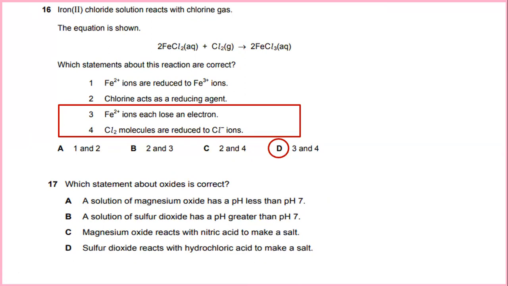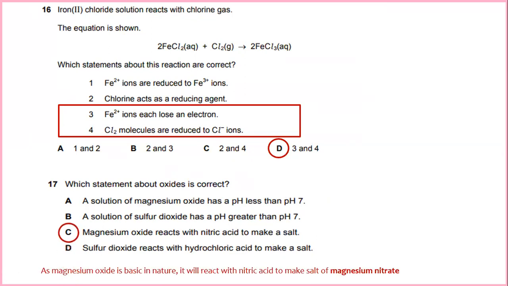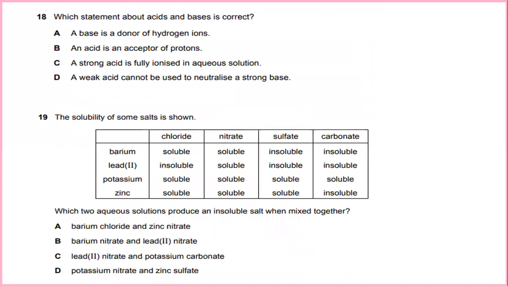Which statement about oxides is correct? Magnesium oxide is basic in nature, and it will react with nitric acid to make a salt, which is called magnesium nitrate. So the answer for this will be C. Magnesium oxide reacts with nitric acid to make a salt. Number 18.